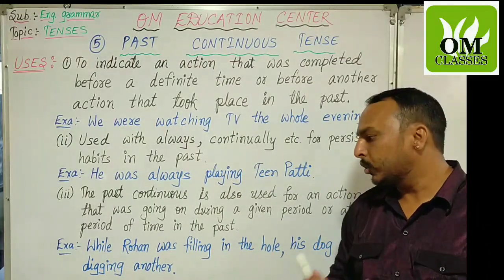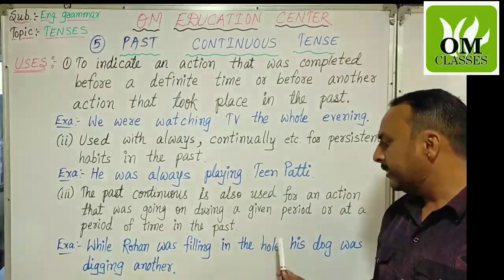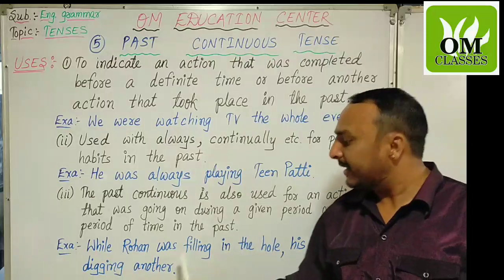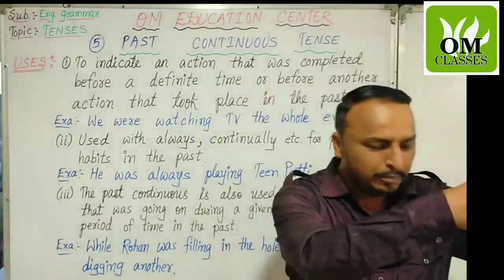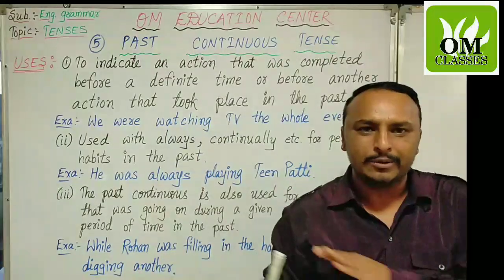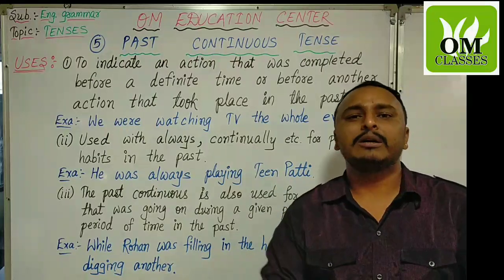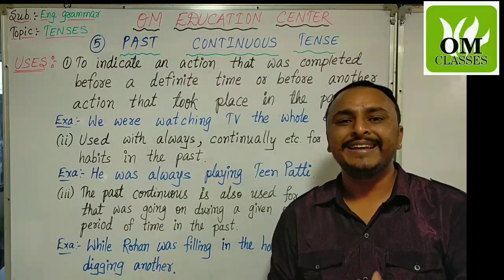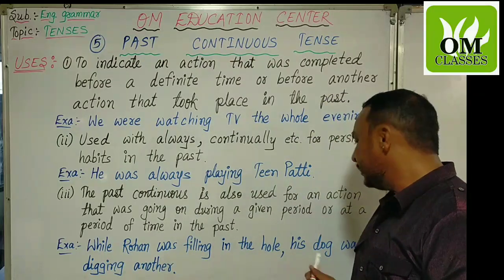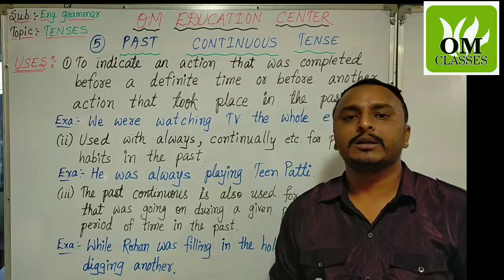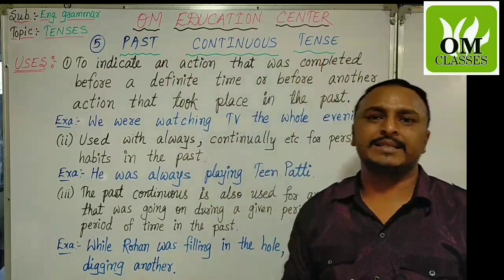ये यूज होता है. Example, while Rohan was filling in the hole, his dog was digging another. रोहन नाम का एक लड़का क्या कर रहा था, तो वो खड्डा जो डॉग ने खोदा था उसमें मिट्टी भर रहा था और उसका जो डॉग था वो दूसरा खड्डा खोद के उसके लिए रेडी कर देता था. Means while Rohan was filling the hole, his dog was digging another. So these were the uses of past continuous tense.